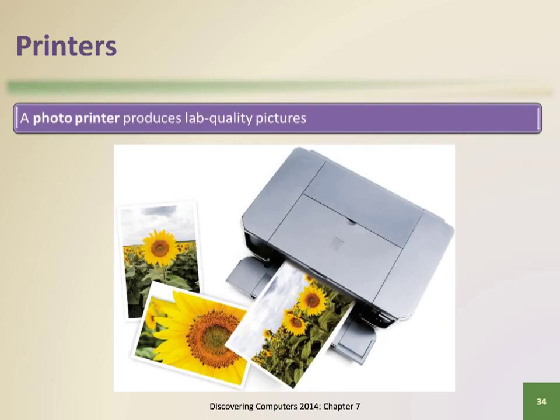A photo printer produces photo lab quality pictures. Photo printers for personal computers require special paper, and many use inkjet technology. Photo printers typically have a built-in card slot or a picture bridge that allows you to print photos directly from a digital camera.